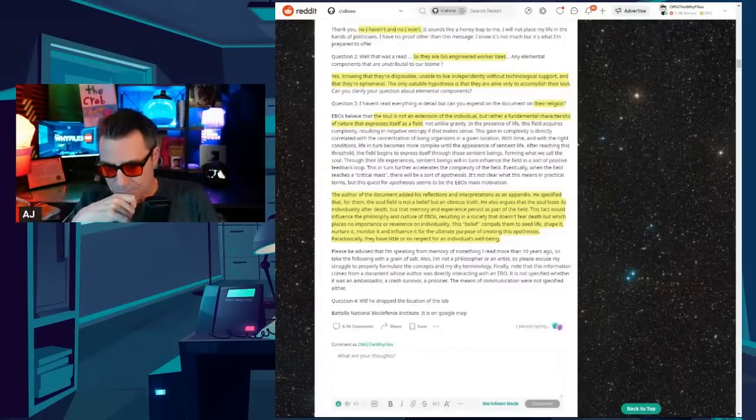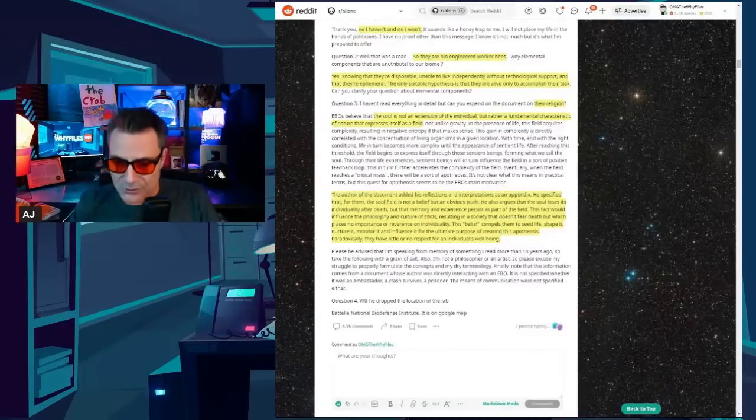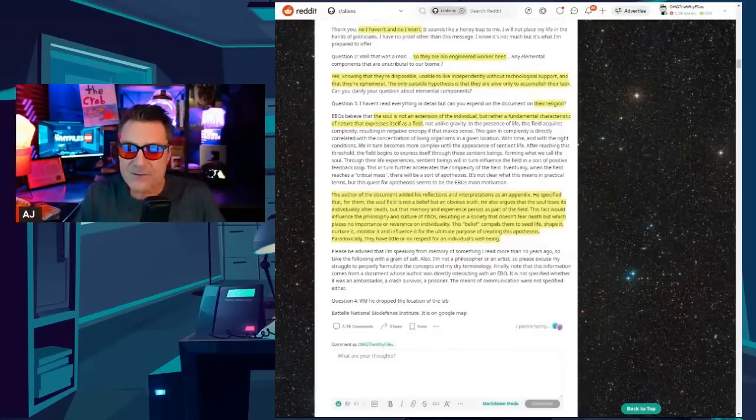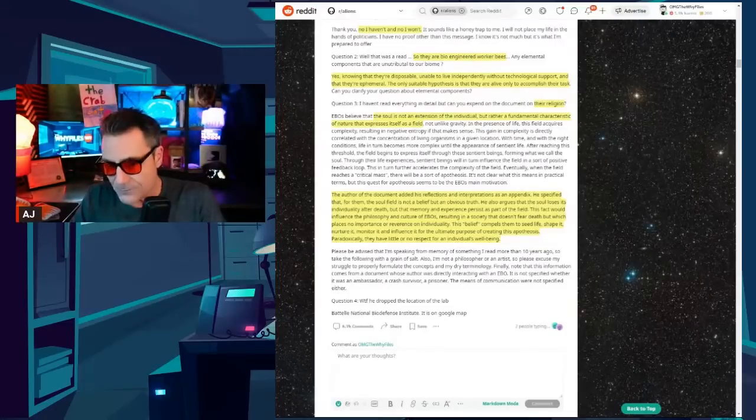The author of this document, he's talking about this religious document he read. The author of this document added his reflections and interpretations as an appendix. He specified that for them, the soul field is not a belief, but an obvious truth. He also argues that the soul loses its individuality after death, but that memory and experience persist as part of the field. This fact would influence the philosophy and culture of EBOs, resulting in a society that doesn't fear death, but which places no importance or reverence on individuality. This belief compels them to seed life, shape it, nurture it, monitor it, and influence it for the ultimate purpose of creating this apotheosis. Paradoxically, they have little or no respect for an individual's well-being.